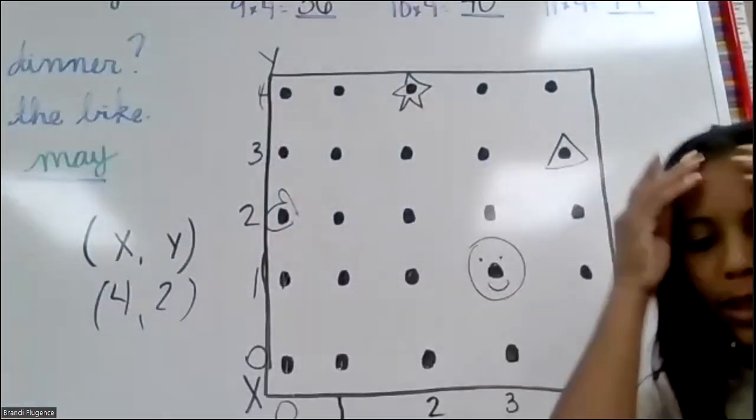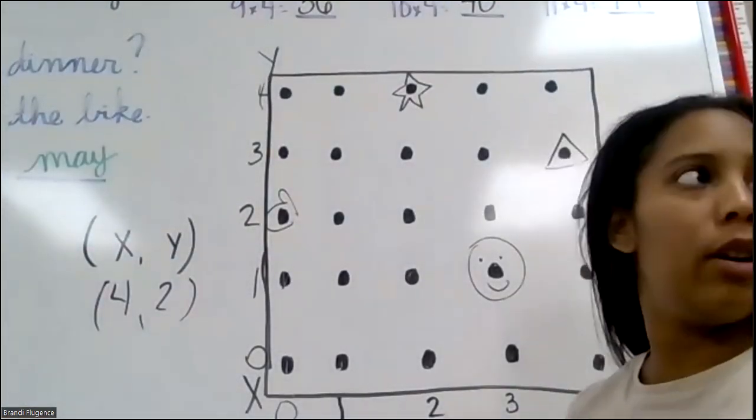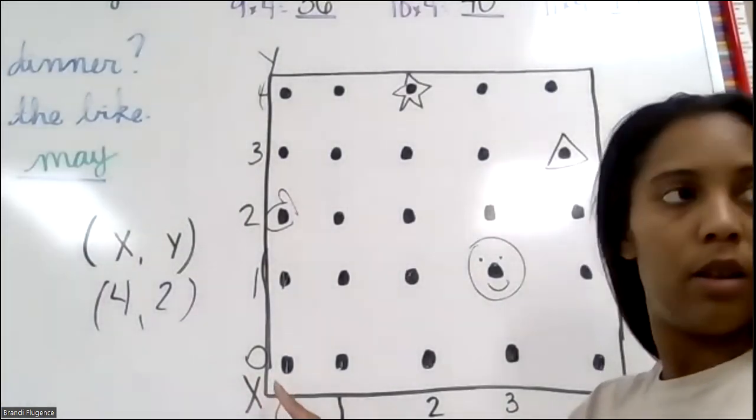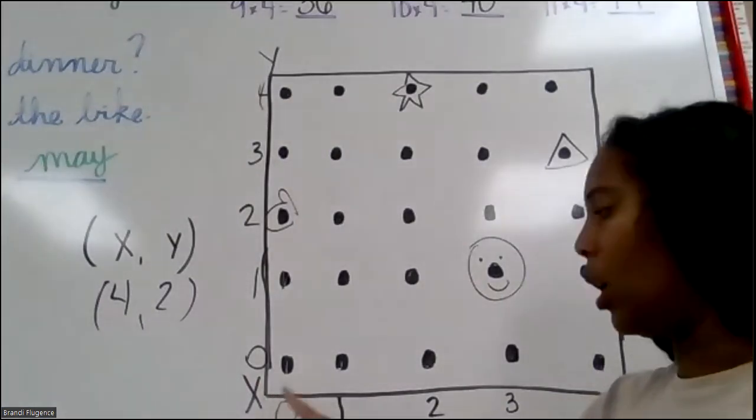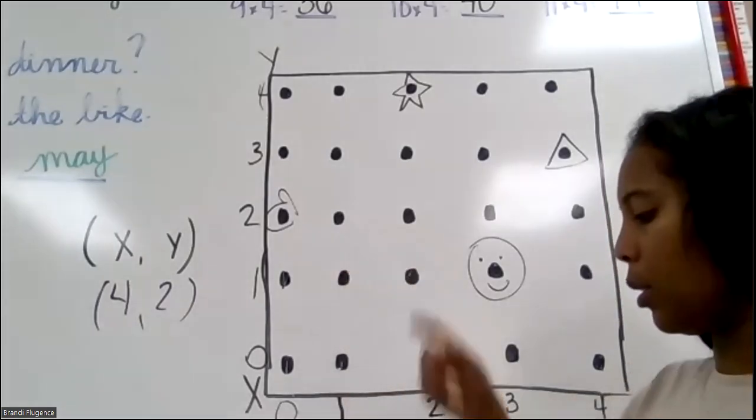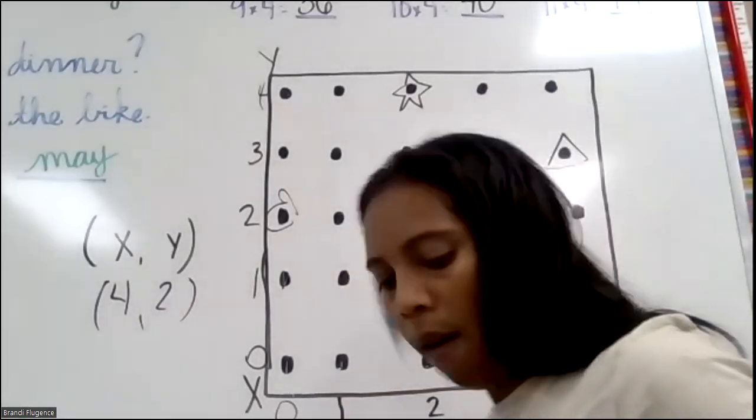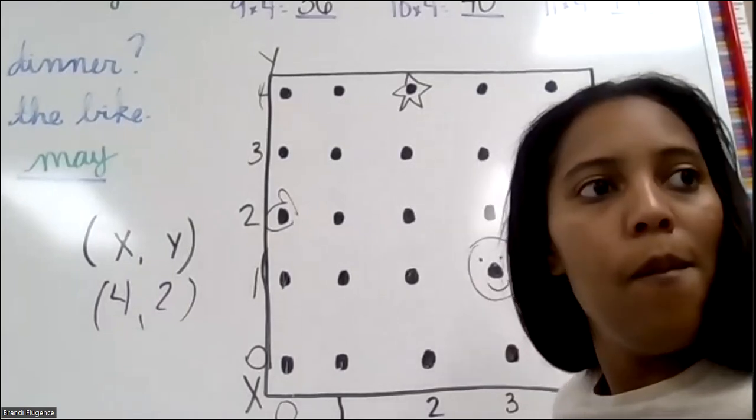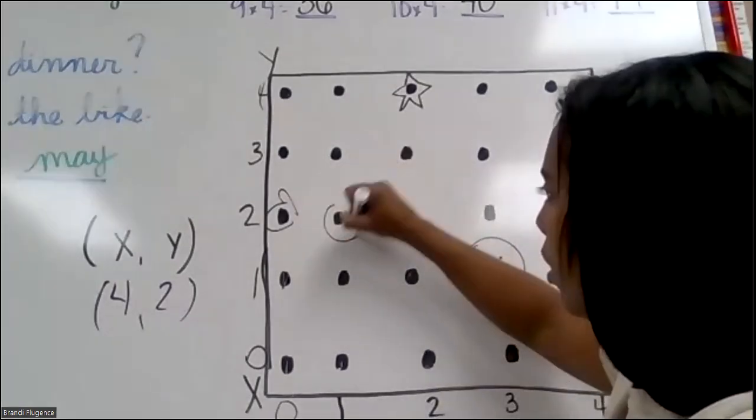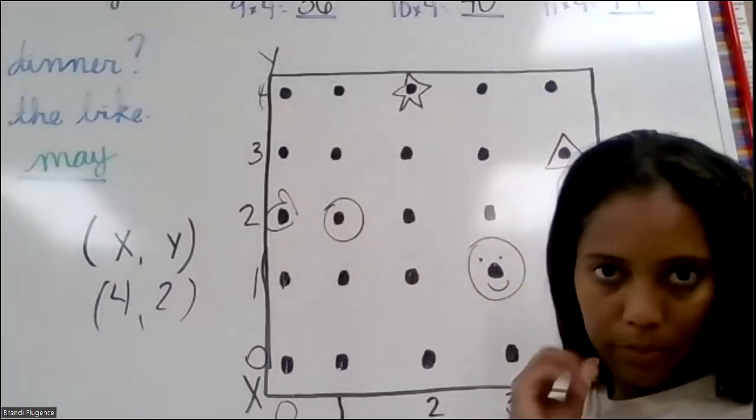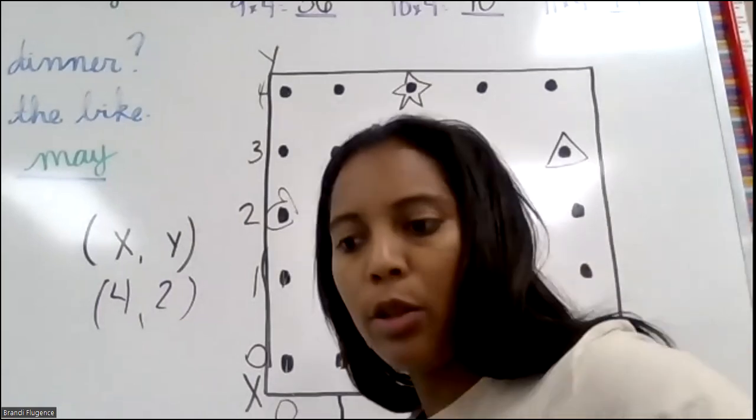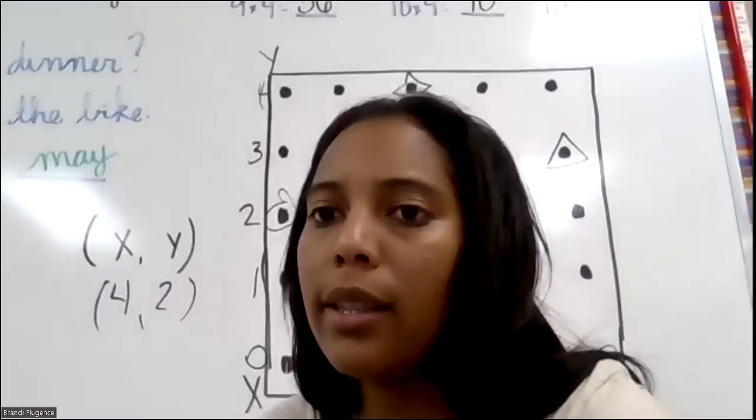The next one is a circle. So where are we going on the X? What number? 1. And then where are we going up? 2. And we put our circle. 1, 2. Okay, so did you do this? All right, you do the square and then show me where you marked it.